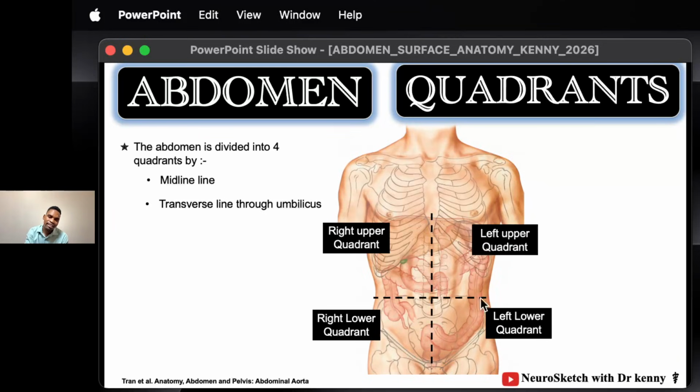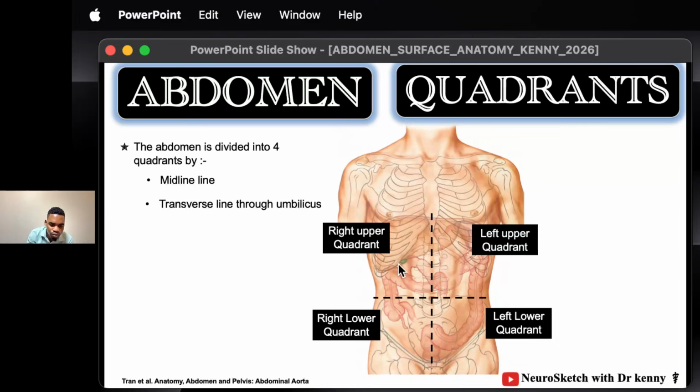Why do we need to partition the abdomen in this fashion? Because the abdomen is very huge, and at times the patient comes with abdominal pain. You want to have at least in your mind what might be wrong with this patient. If you have the precise location of the pain, you'll be able to figure it out. For example, if he comes complaining of right upper quadrant pain, what are the organs found in the right upper quadrant?